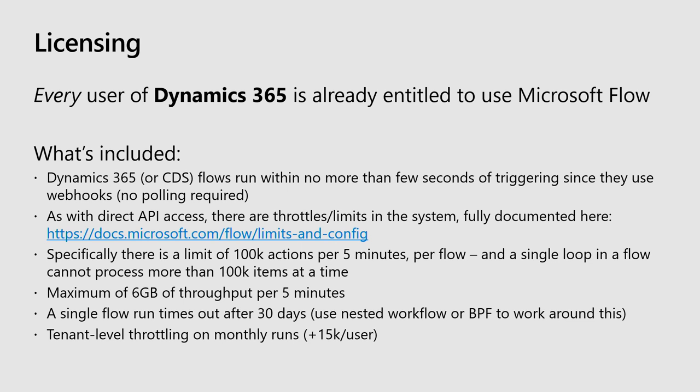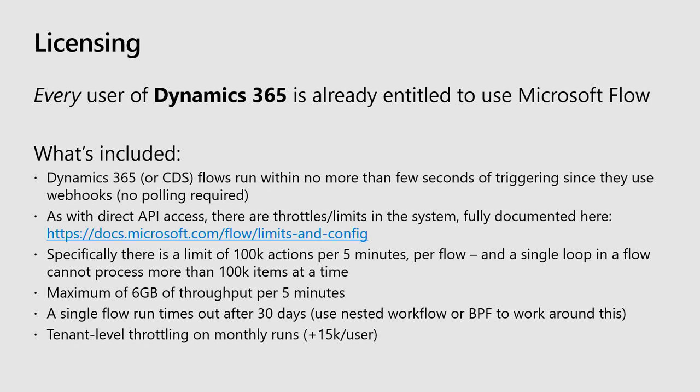However, as with direct access for the Dynamics API itself, there are limits and throttles inside the system to govern usage to make sure that you're not doing something that would impact other people using the system. Specifically, for example, there's a limit of 100,000 actions every 5 minutes per flow, and a single flow can't process more than 100,000 items at a time. If you're thinking about Dynamics workflow, you couldn't even do looping, so this was something you would never, in any sane world, be able to hit. So hopefully this isn't really much of a limitation at all for what you're doing. But just be aware that with the Dynamics plans, this limit does exist.